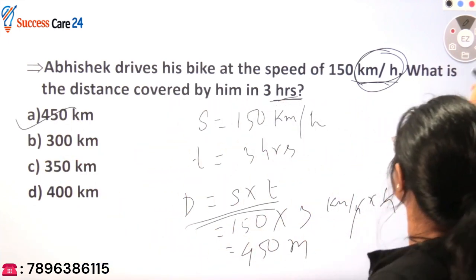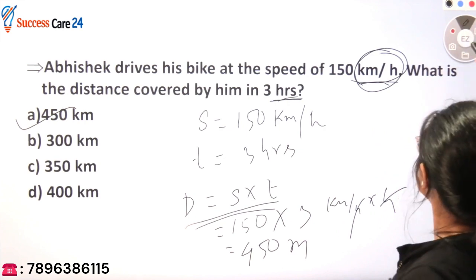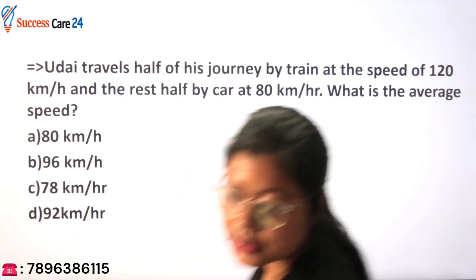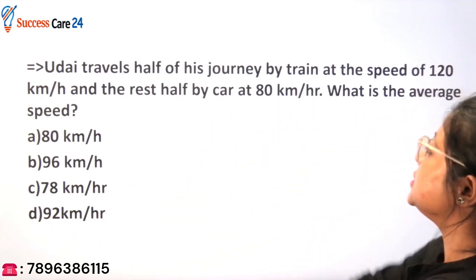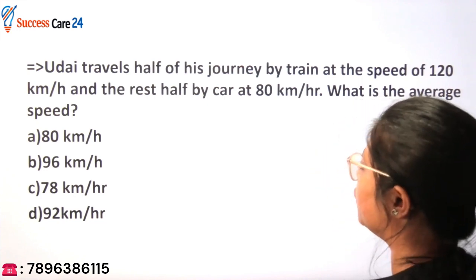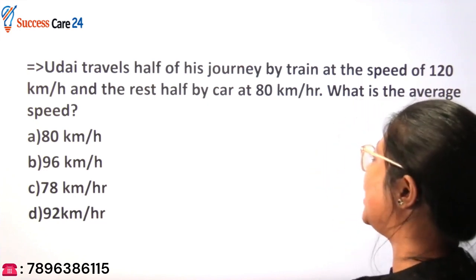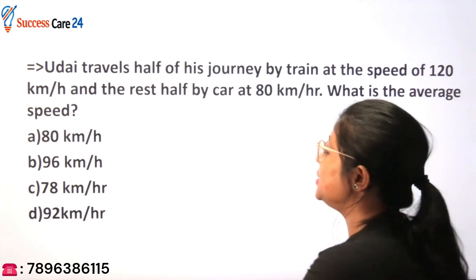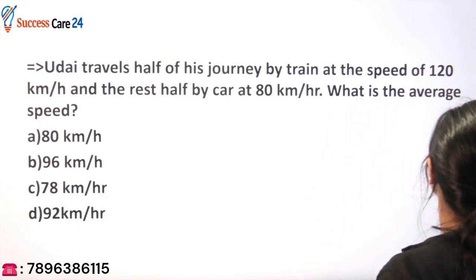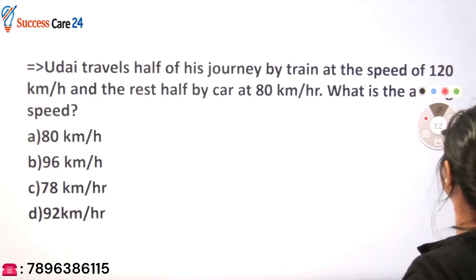Now let's move to the next question. Uday travels half of his journey by train at a speed of 120 km per hour and the rest half by car at 80 km per hour. What is the average speed? Here you are asked to find the average speed, isn't it?